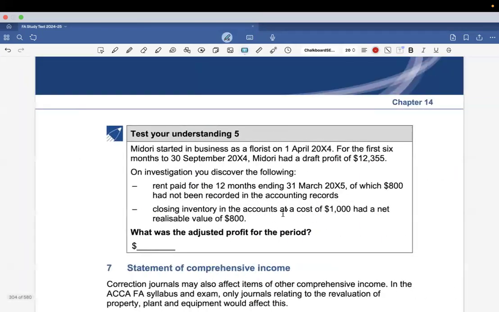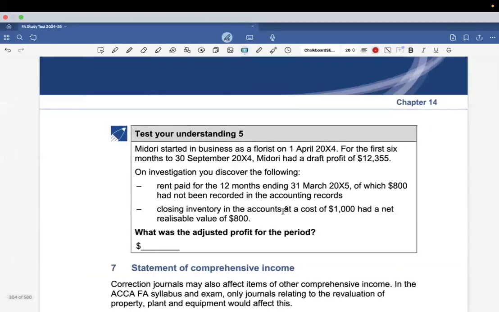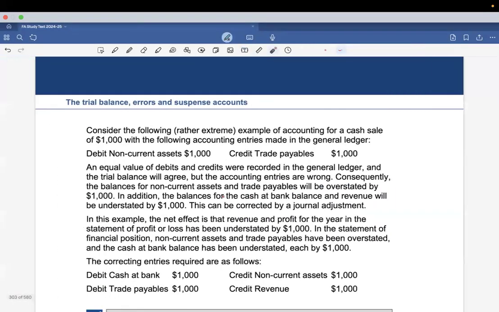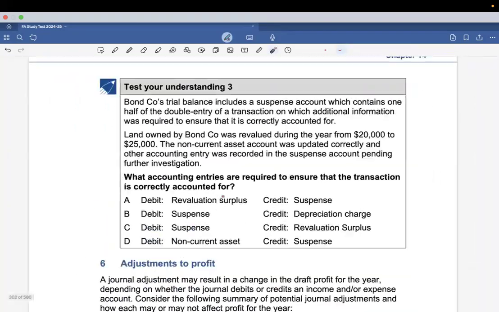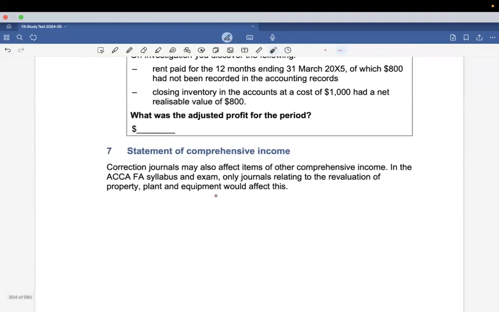So with that, the chapter is over. Clear? TYU 4 and TYU 5 would be your homework. And TYU 3 and which one? All, 1 and 3 TYUs after that. That is TYU 3, TYU 4, and TYU 5 would be the homework.